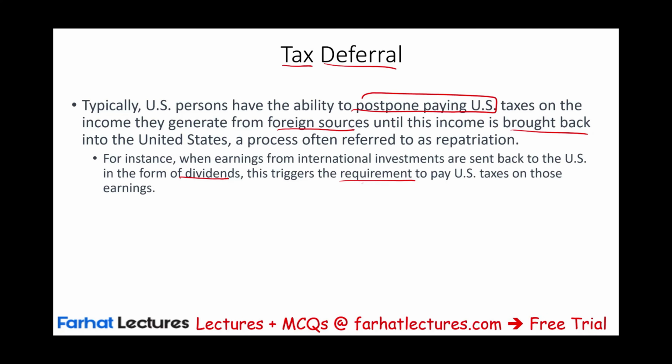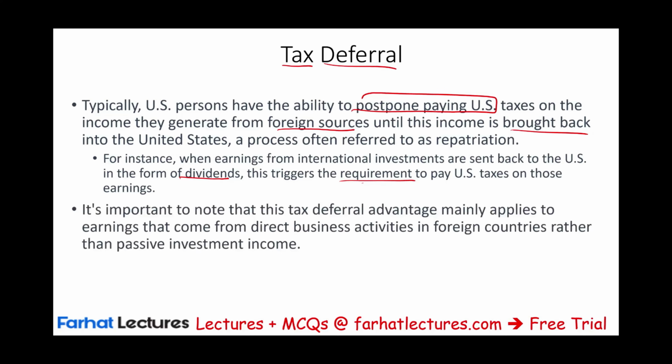However, you have to understand that the deferral mechanism applies only to business activities in a foreign country. So when do we have this deferral? When we have business activities. Business activities means we are actively conducting business in that foreign country. Versus what? Versus passive investment income. If you have passive investment income coming from another country, if you're a US person investing overseas in another country, and that investment is passive investment income, then you cannot enjoy this tax deferral. What is tax deferral? Delaying paying taxes until later. You can't do that. Later means when you bring it back.